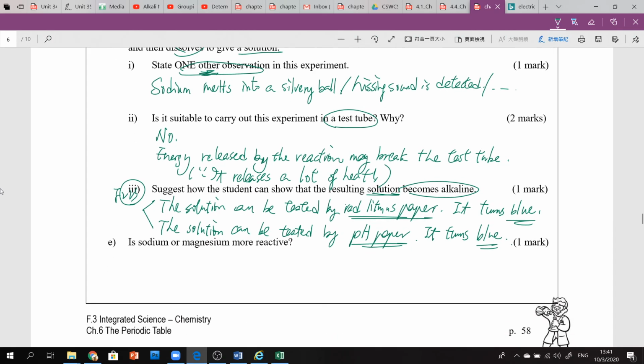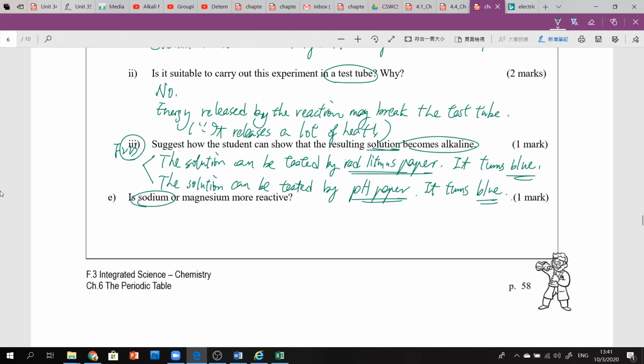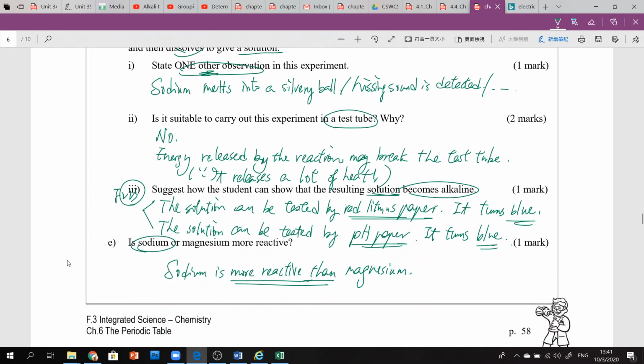Is sodium or magnesium more reactive? The answer is sodium, group 1. Sodium is more reactive than magnesium. So this is what I would like to talk to you about in this chapter. Group 1 and group 2 are quite similar. In another video, we will have a further talk on group 7 elements as well as the noble gases, group 0. Okay, see you.